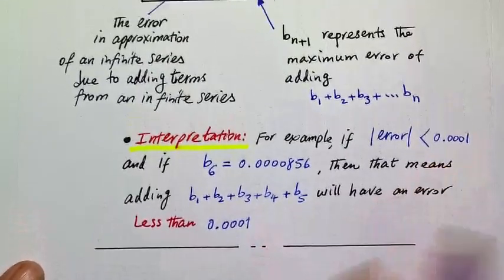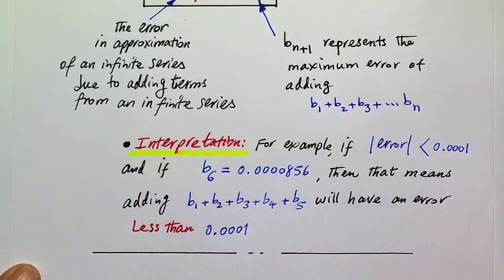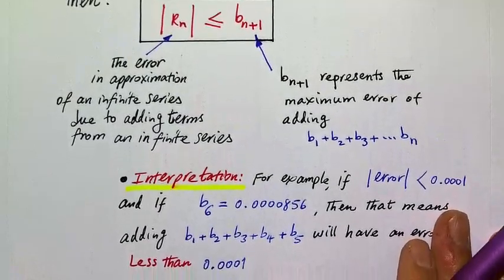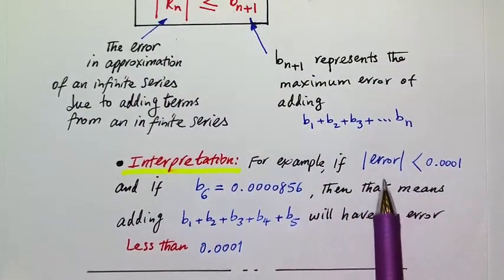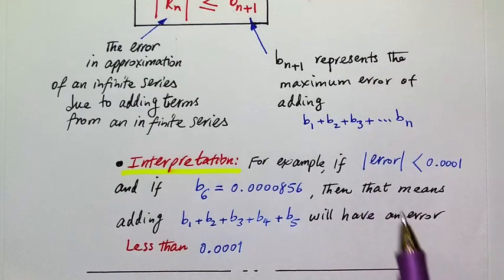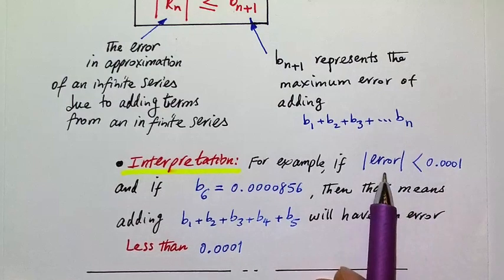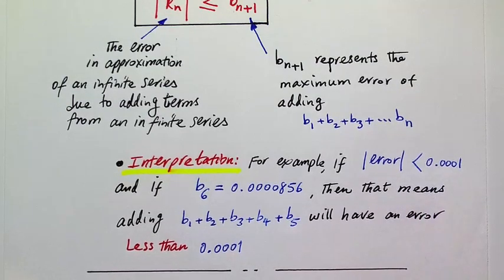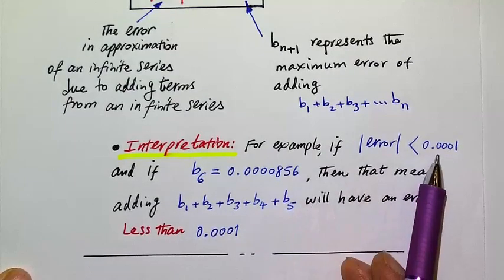So here's an interpretation. I've tried to interpret what we have in this box in this paragraph. For example, this is the desired error, right? Suppose we're asked to add a certain finite number of terms from a convergent infinite alternating series such that the error is less than 0.0001. How do we establish that? I mean, how do we ensure that the error for the terms we're adding is less than that?